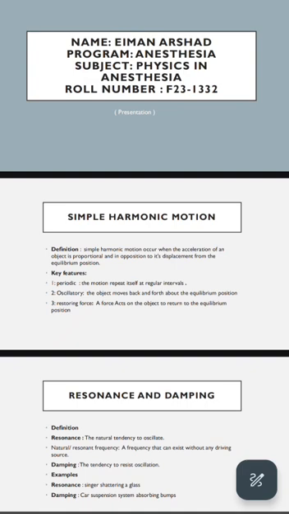Now, if we go towards the key features of simple harmonic motion, then it is periodic. Its motion repeats itself at regular intervals. Or it is oscillatory. The object moves back and forth about the equilibrium position, and the restoring force is a force that acts on the object to return it to the equilibrium position. The mean position is the central position where the net force is zero. The displacement varies sinusoidally with time, and the amplitude is the maximum displacement from the mean position. Some examples of simple harmonic motion are the simple pendulum and the mass spring system.